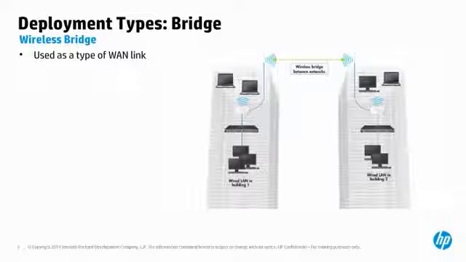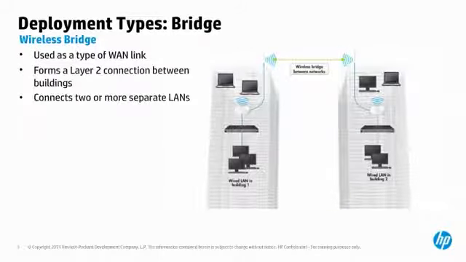A wireless bridge deployment creates a type of WAN link. The AP connects to the corporate infrastructure in one building, perhaps with its antenna mounted on the roof. Ethernet frames on this infrastructure are converted to 802.11 frames, then transmitted and received by the AP installed in another building. This forms a layer 2 connection between the two buildings, connecting two or more LANs.